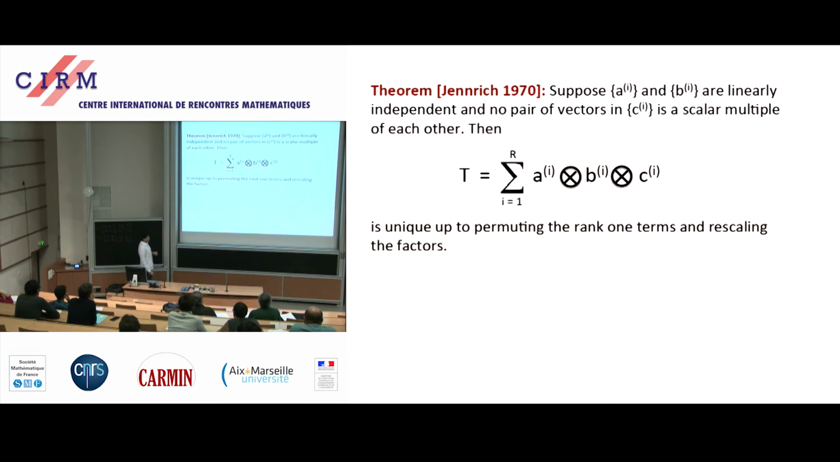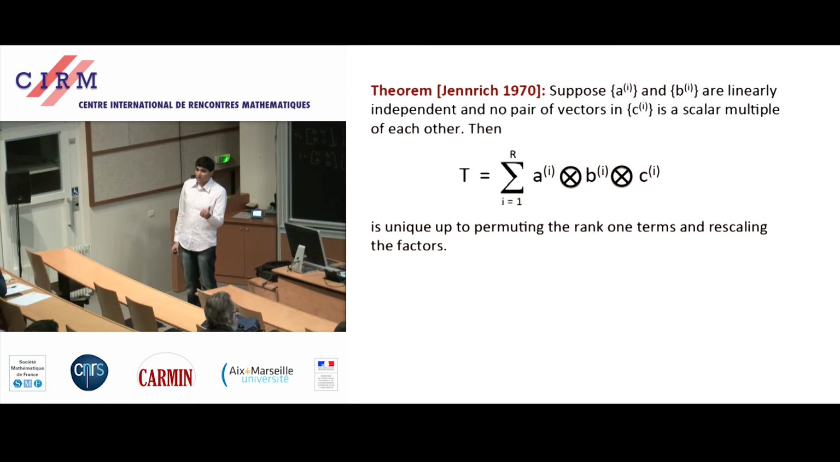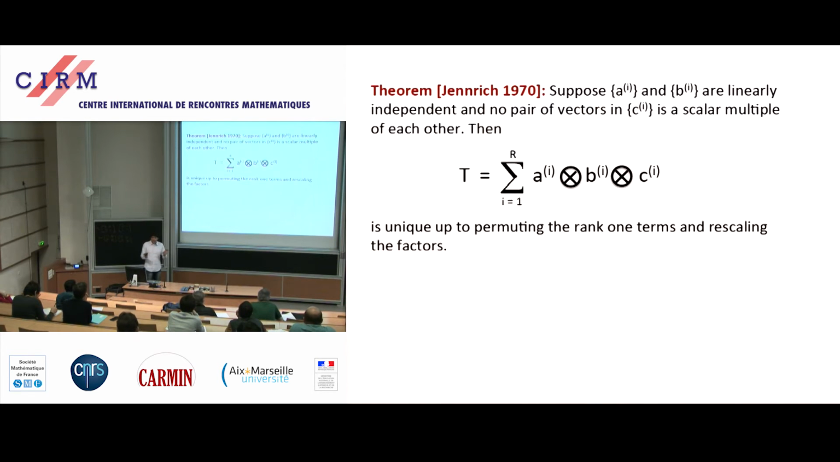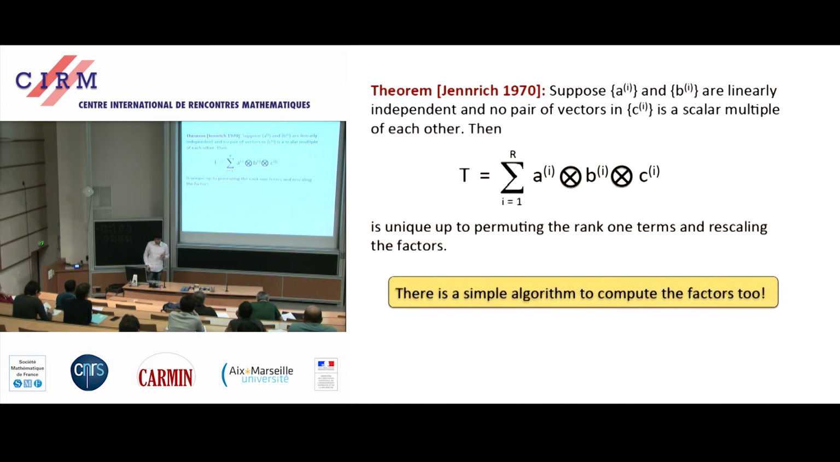Then actually, the tensor that you get from it is unique in that any other representation of T as a sum of rank 1 tensors, which uses at most R factors, will actually use exactly R factors, and there's a way to pair up those factors to the true ones so that across it they're the same. So you get all of the factors right other than the trivial symmetries about permuting the rank 1 terms. So in fact, not only is it unique, but there's actually a simple algorithm to find it.